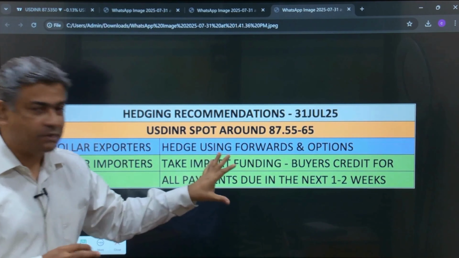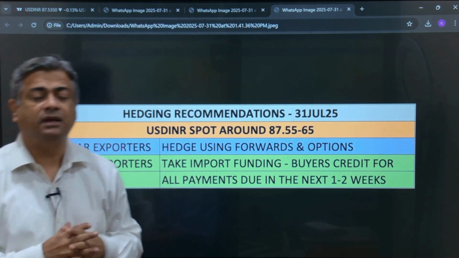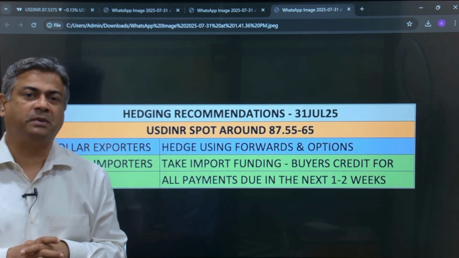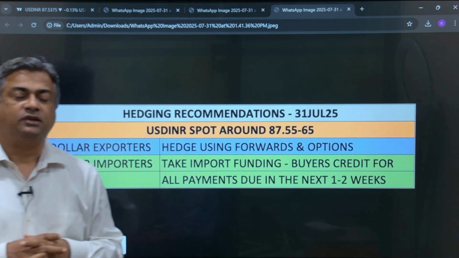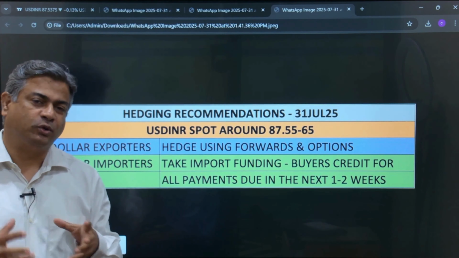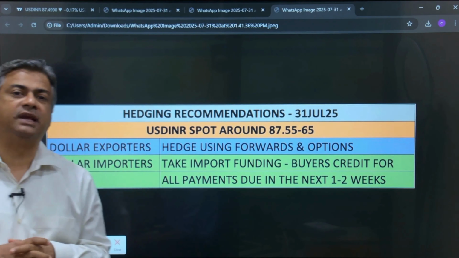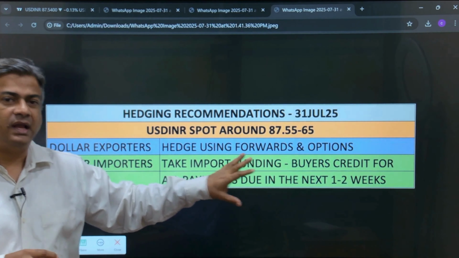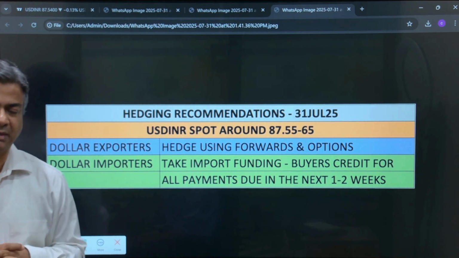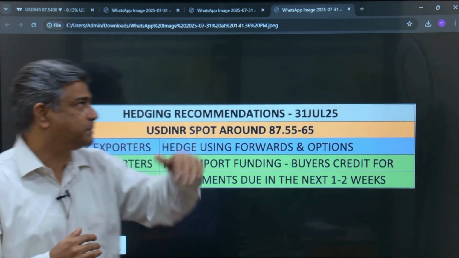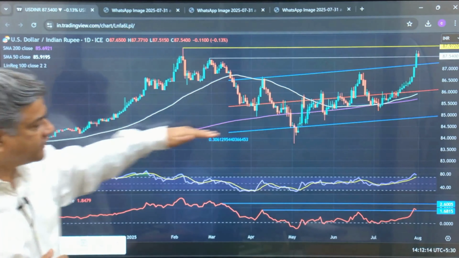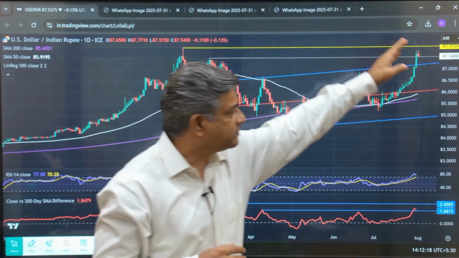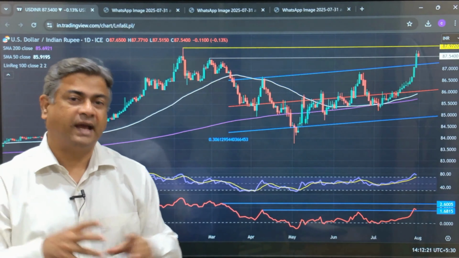So for dollar importers, here I have highlighted in green, you postpone your import payments by taking an import funding. So very strongly we suggest that importers who have payments due in the next 1 to 2 weeks should take import funding, take buyer's credit, and postpone their payments for 2 to 3 months. As and when the prices cool off, we have seen prices cooling off towards the long term moving average, as and when prices cool off, you can hedge at those levels.